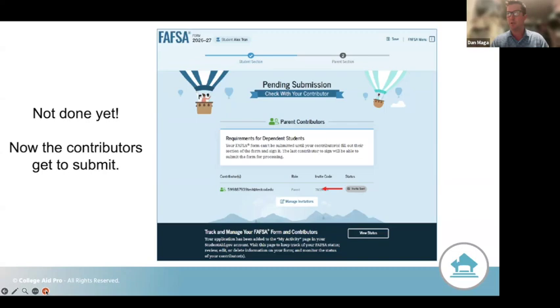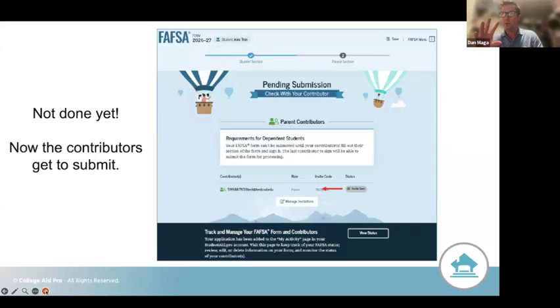And someone just asked the question, does the parent already have to have a FAFSA account to accept the invitation? Yes. It's the first thing you have to do. You've got to set up those accounts now because they do take a few days to be verified by Social Security before they can even be activated.